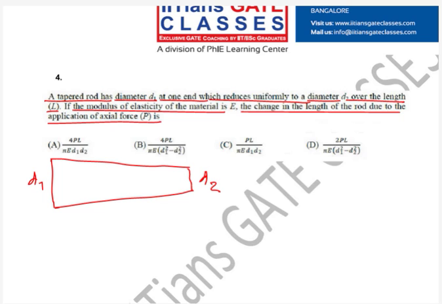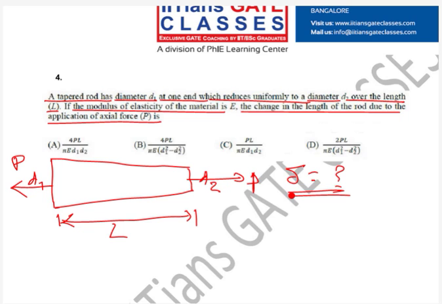Now here they are applying a load P. The length of this is L. They are asking what is the change in length. This is a standard formula also for a tapered rod with uniform change in area. We have to derive the formula for what?